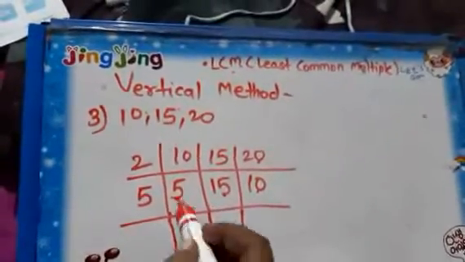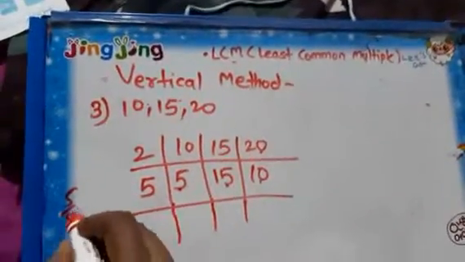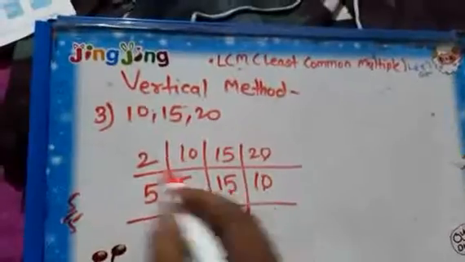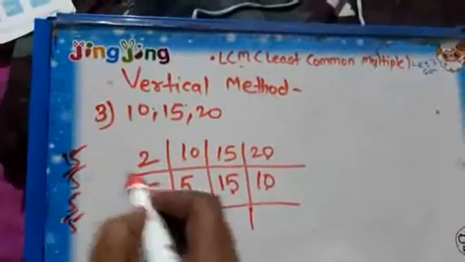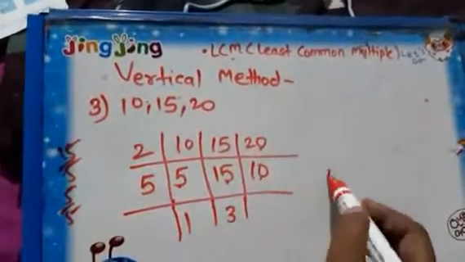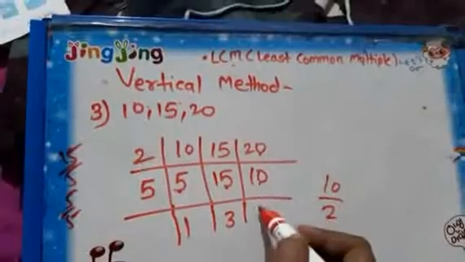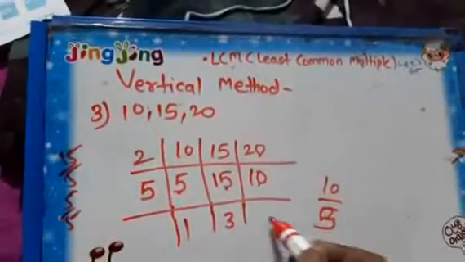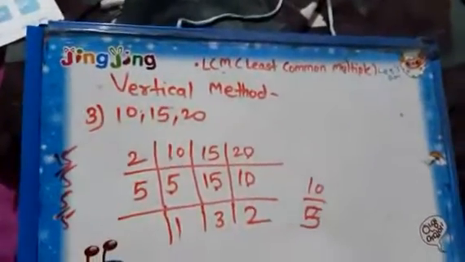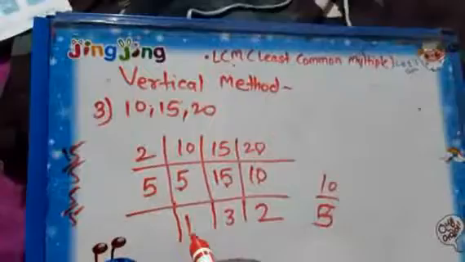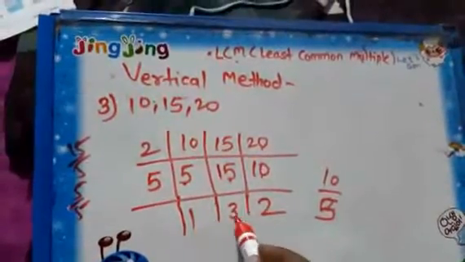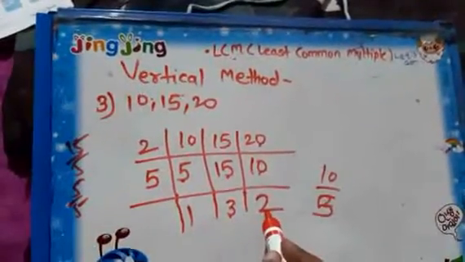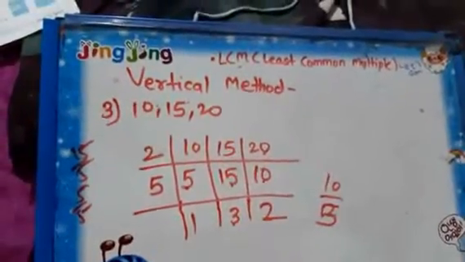So here what should be written? 5 divided by 5, it will be 1. 15 divided by 5, it will be 3. And 10 divided by 5, it will be 2. Now after this see, 1 is not prime, not composite. 3 is prime, 2 is prime. So after this we can't proceed.